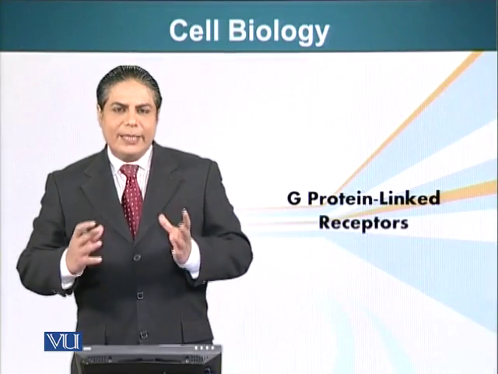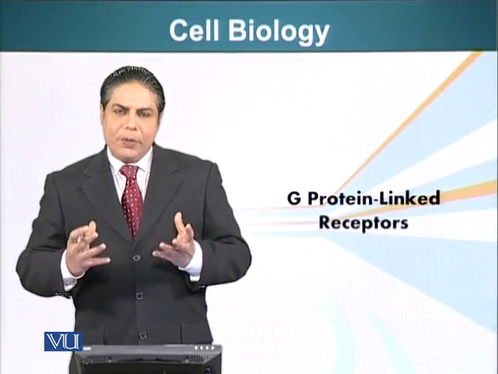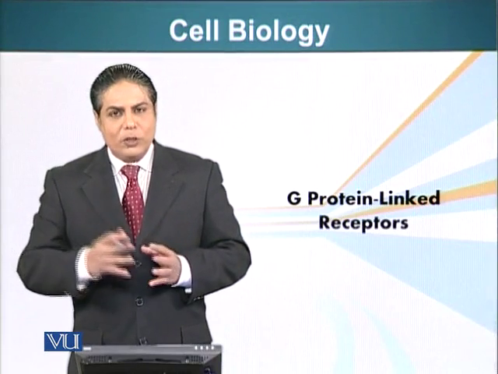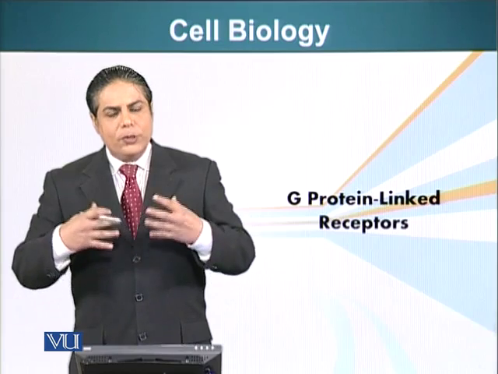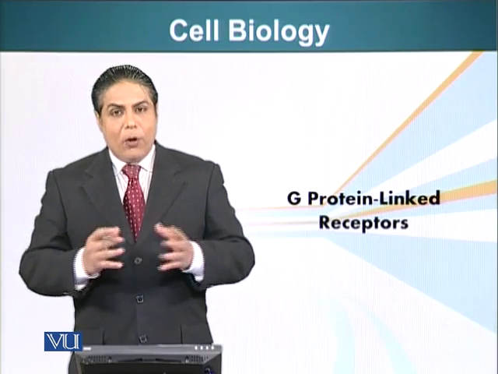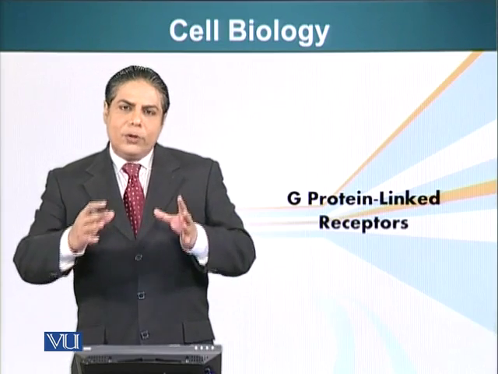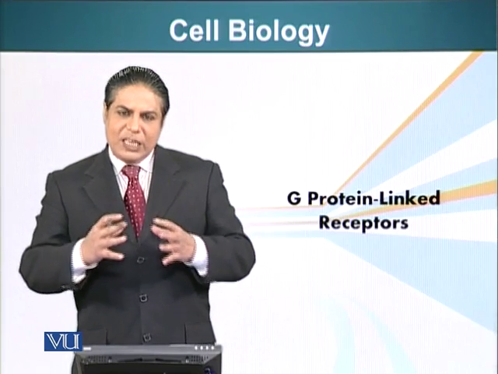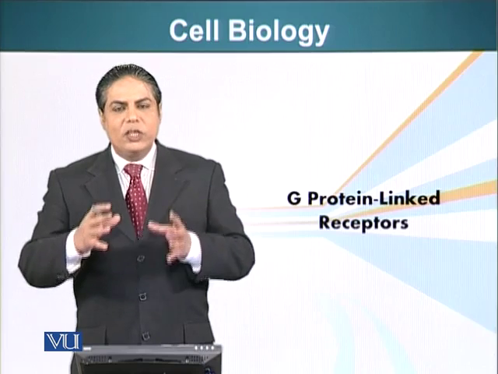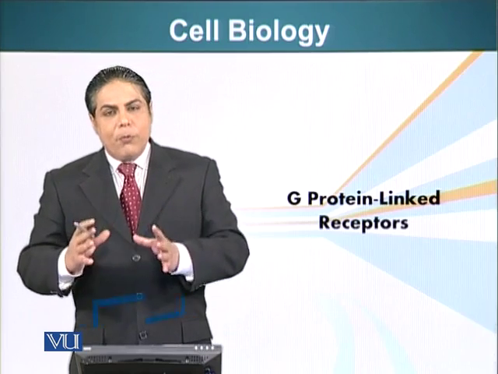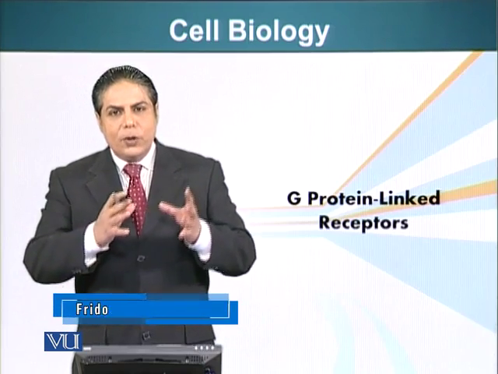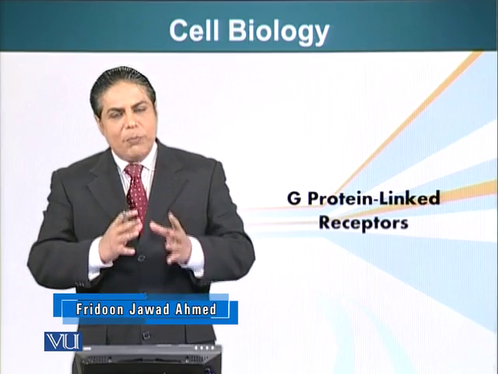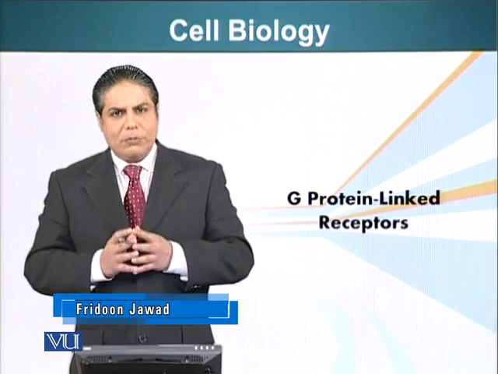So we have seen an example of a simple bacteria, how it senses its external environment and how it responds to it. Now let's move on to a more complex system, the eukaryotic system. First of all, we are going to look at the example of a specific type of signaling system that involves G proteins. G proteins are linked to the receptors. These receptors are called G protein linked or coupled receptors.